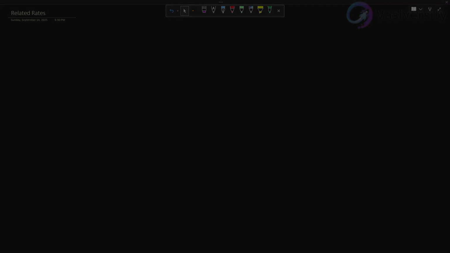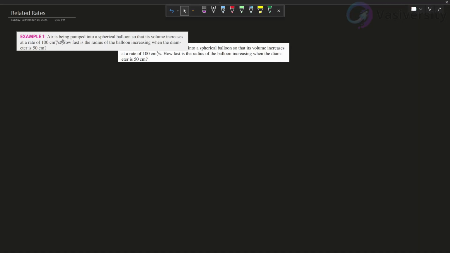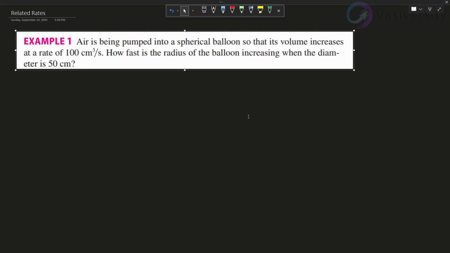Our first example is: air is being pumped into a spherical balloon so that its volume increases at the rate of 100 centimeters cubed per second. How fast is the radius of the balloon increasing when the diameter is 50? So what are we given? We're given that the volume increases over time at the rate of 100 centimeters cubed per second. So how can we write it down?